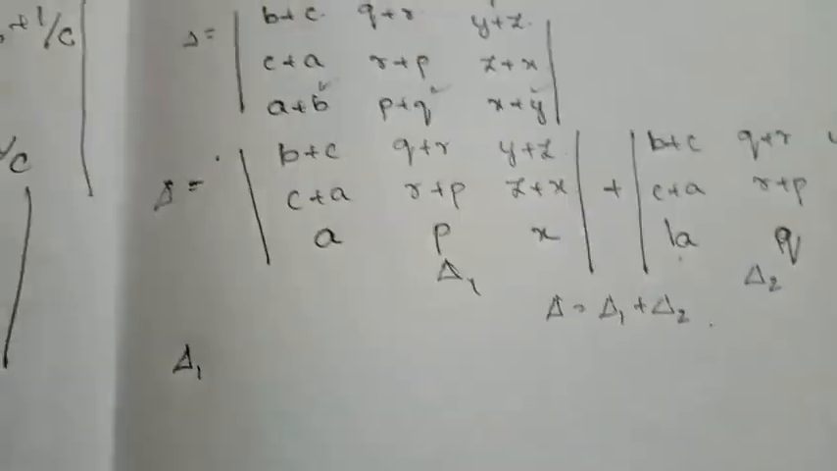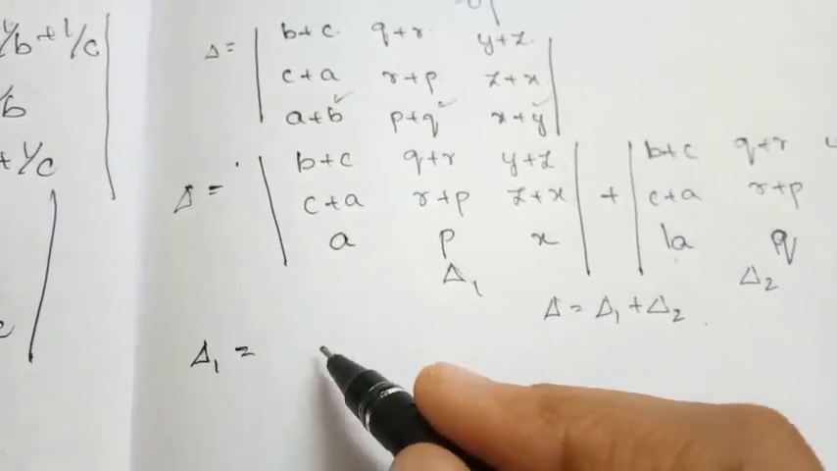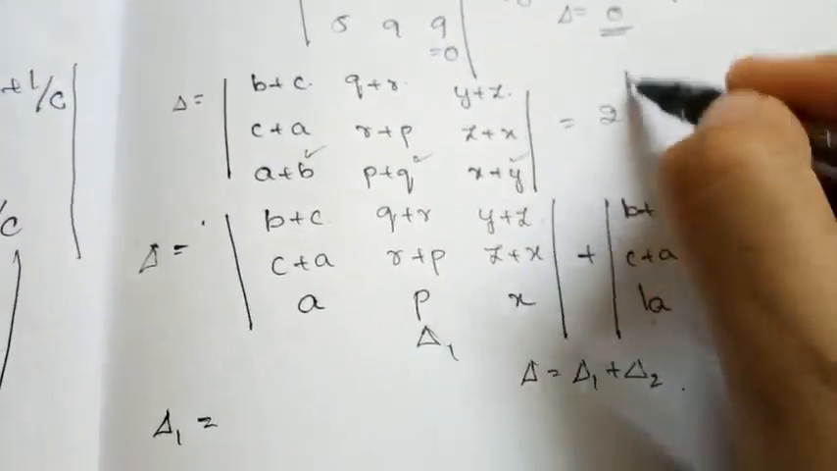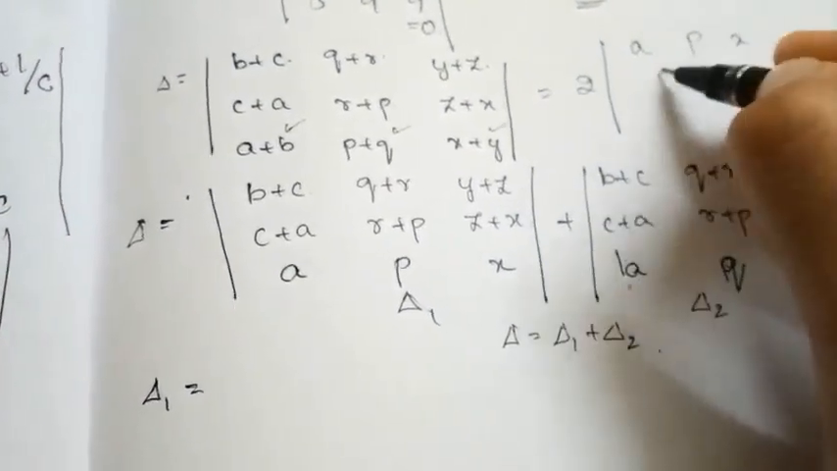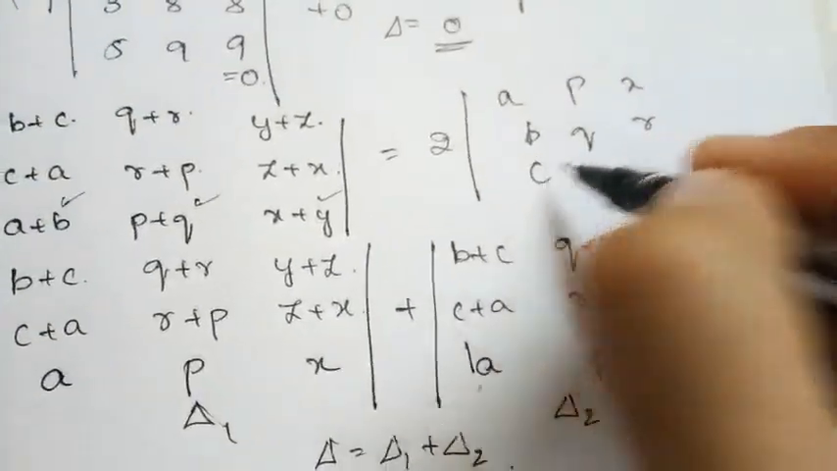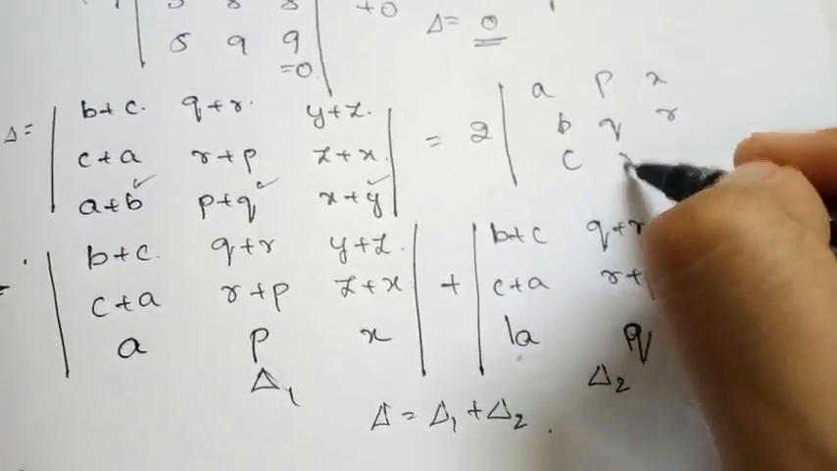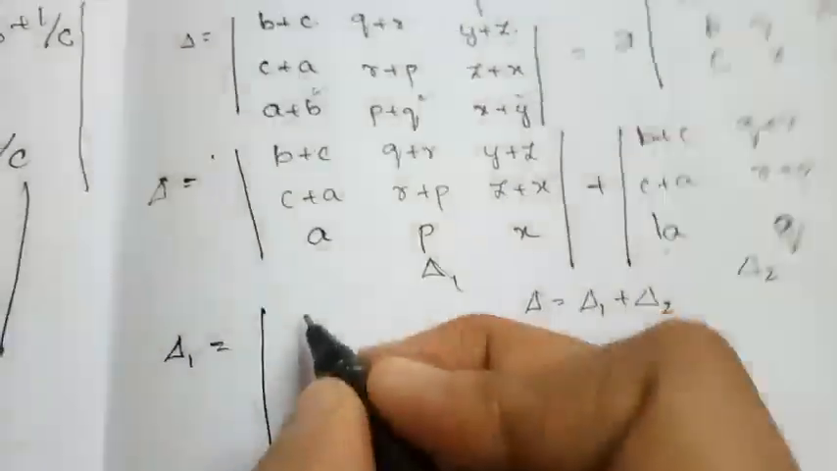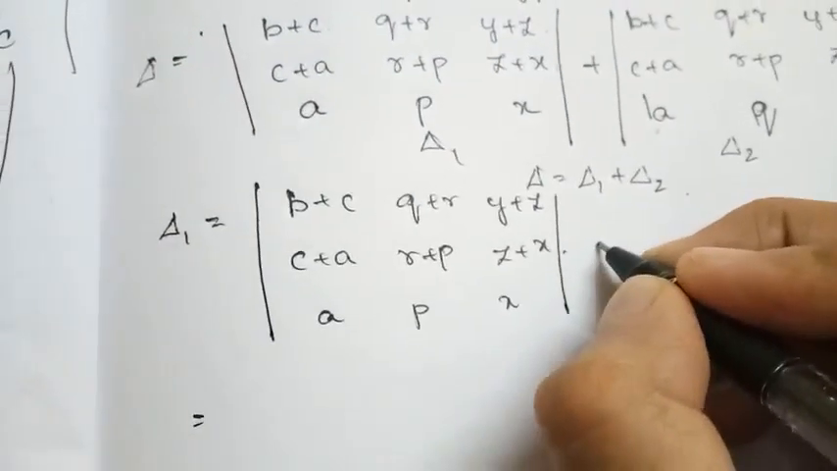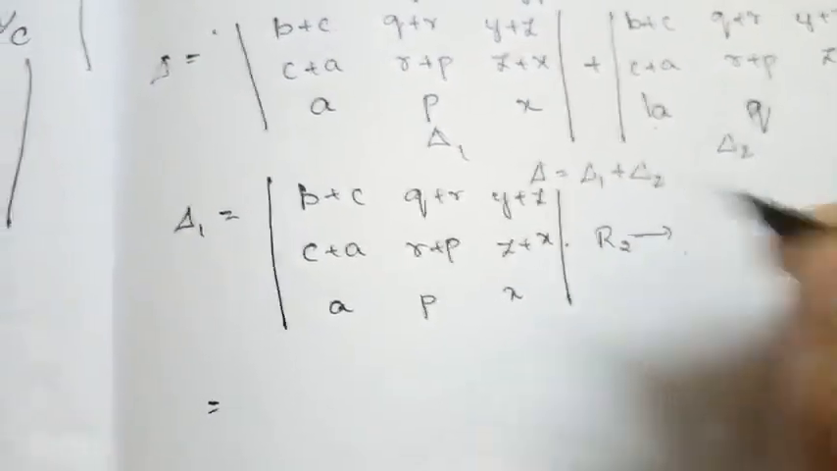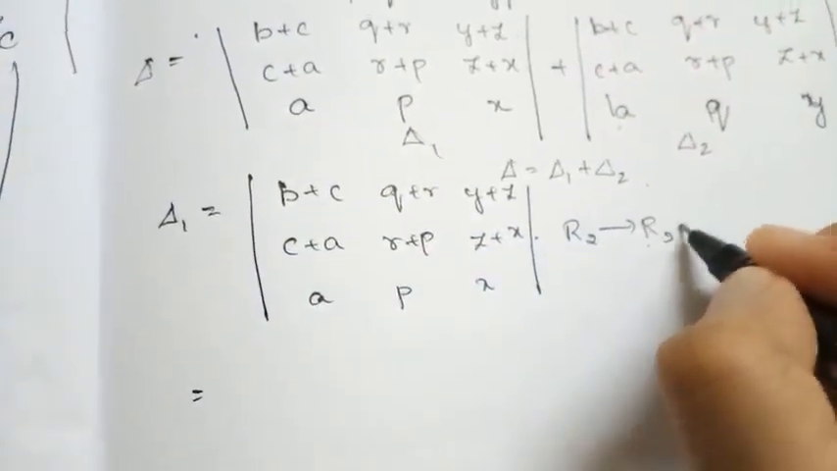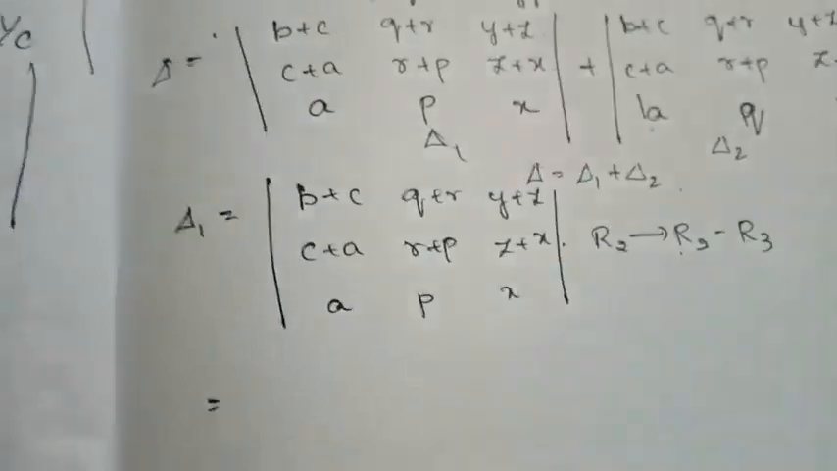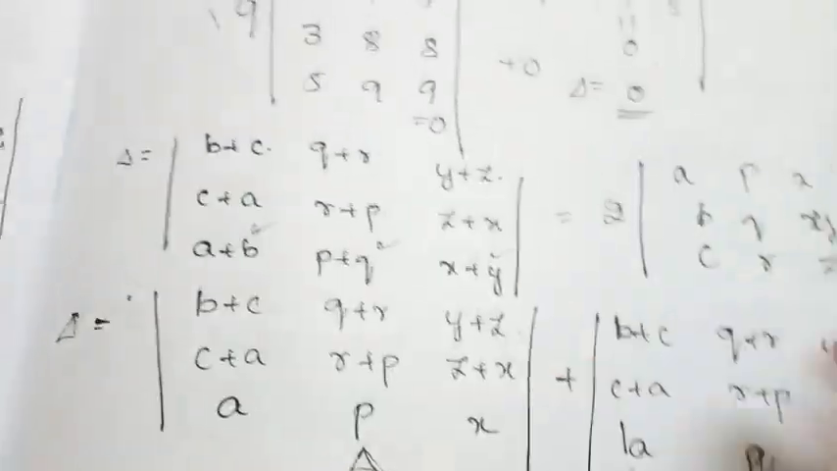So now I am solving one by one. First I am considering delta 1. What we need is that this one is equal to 2 times the determinant with rows A, P, X, B, Q, Y, and C, R, Z. This is what is required. So for this delta 1, I am applying R2 goes to R2 minus R3, because of what is required, you can see here.